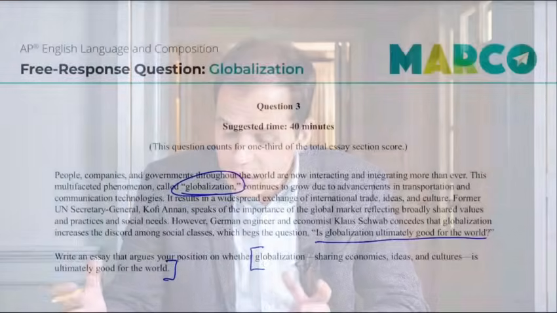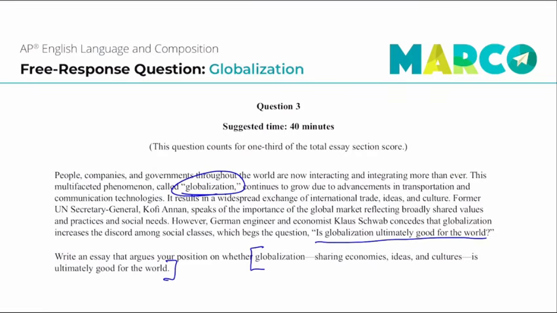So it says, is globalization good for the world? And it gave me economies, ideas, and cultures. Well, I've been in an economy, and I've had an idea, and I have a culture that I've seen, or maybe two. So I'm going to start with those and think of examples from my own experience or places that I've been or things that I've read that are going to help me answer this specific question.